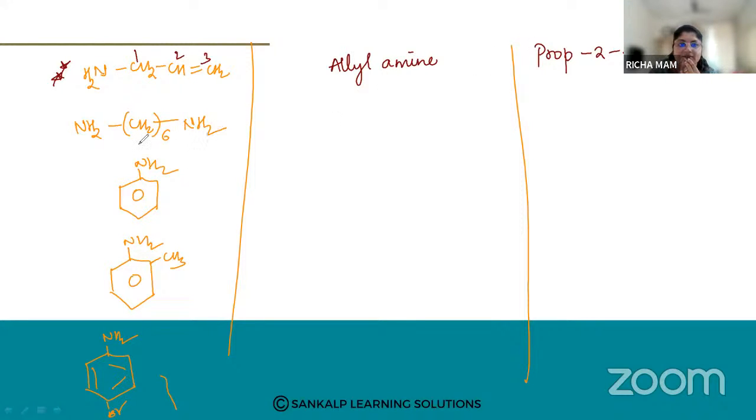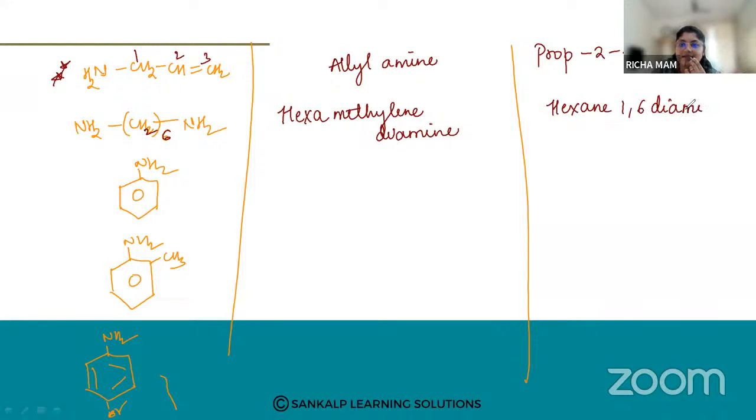Next one. So there are 6 carbons. This is hexamethylenediamine. What is the IUPAC name? 6 carbons means it is hexane. Then at the 1 and 6 positions you have diamine. So it is hexane-1,6-diamine. Then the common name for this compound is aniline. And what is this? It is benzenamine.